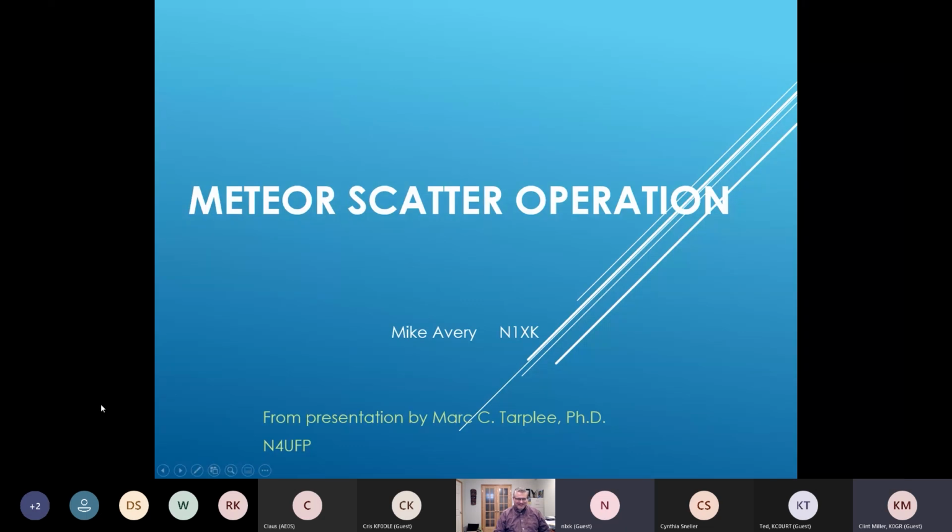Cool, it worked. Amazing. Okay, what I'm going to talk about today is meteor scatter operation. And a lot of the slides here are from a presentation by Mark Tarpley, N4UFP. I modified it quite a bit. His original presentation, which you can find if you search PowerPoint presentations for meteor scatter on the web, actually has quite a bit of the mathematics involved. If you're interested in that, you can go ahead and take a look.